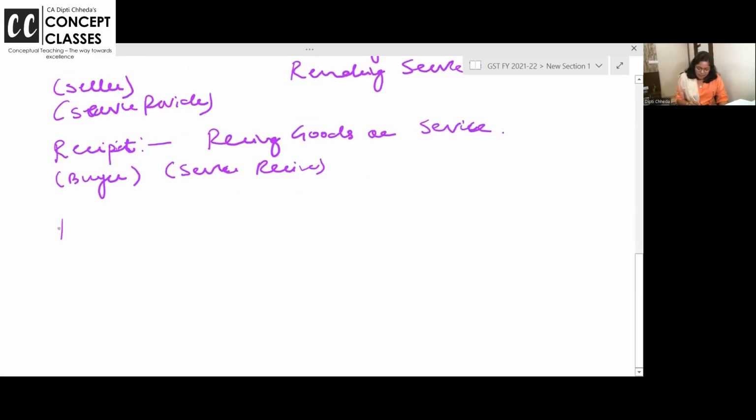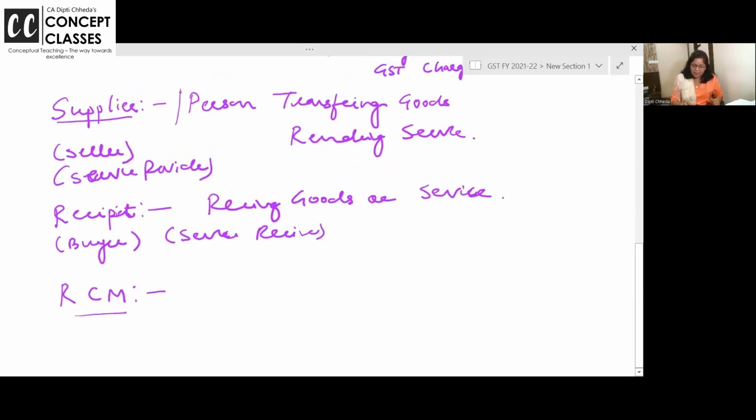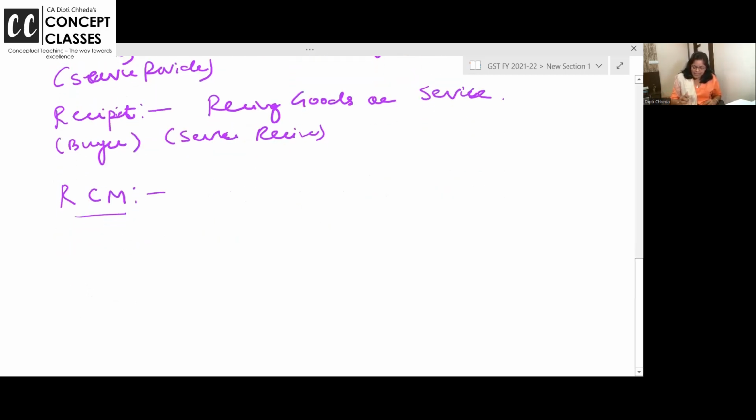Now there is a term used more in the second and third chapter, but I want to introduce it now. When I'm talking about person, there is also a definition of person, that is printed, I'll teach from there. Important things I'm fitting into your mind by writing. RCM stands for reverse charge mechanism.